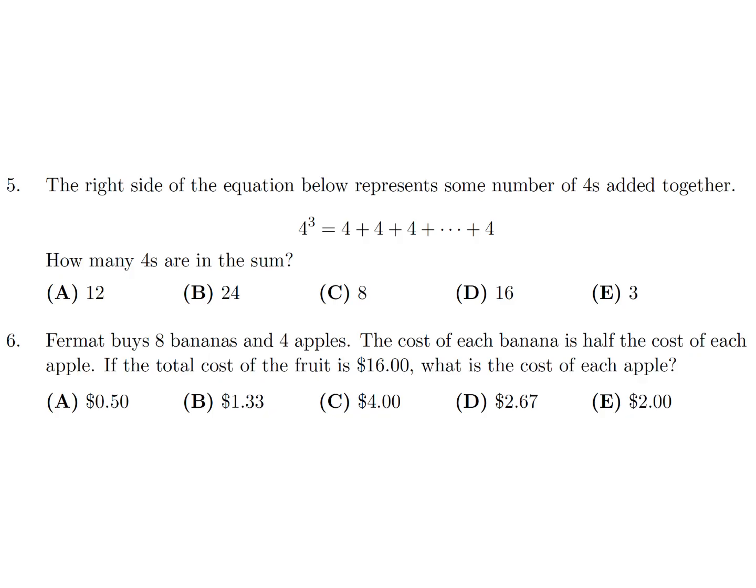The right side of the equation below represents some number of 4s added together. How many 4s are in the sum? All right, 4 to the power of 3 is 64, right? This guy. So how many 4s do you need to get 64? That's pretty much all they're asking. So n would be basically 64 divided by 4, and therefore n is 16. That would be D.